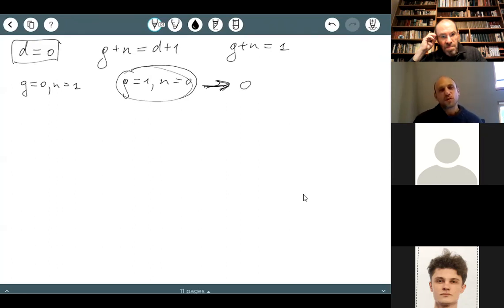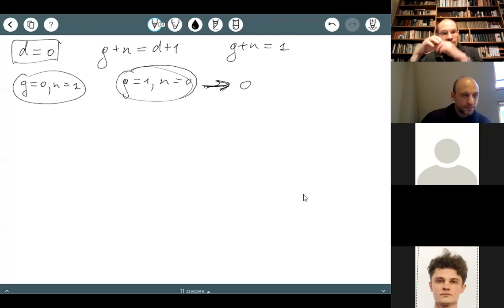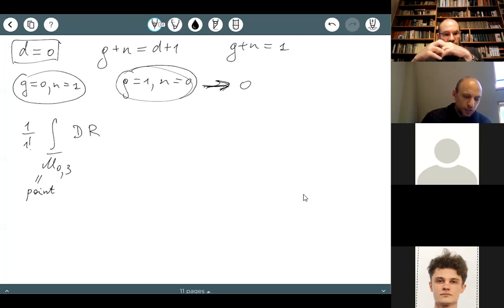In the next example, we will compute a genus one term, but it will be more interesting than just getting 0. So let's just look at the genus 0, n equals 1. What do we have? We have 1 over n factorial, so 1 over 1 factorial. Then we have the integral over M 0,n plus 2, which is 3. So this is just one point. Then we have a DR cycle, but the DR cycle is equal to 1 in genus 0, as I said. The DR cycle is always equal to 1.